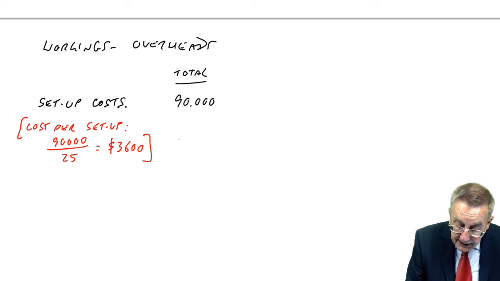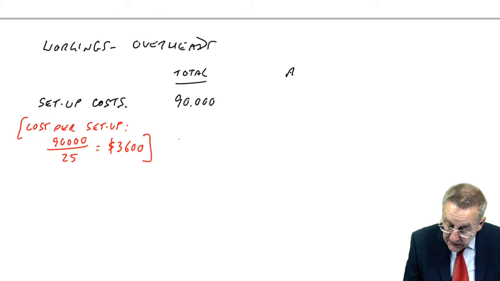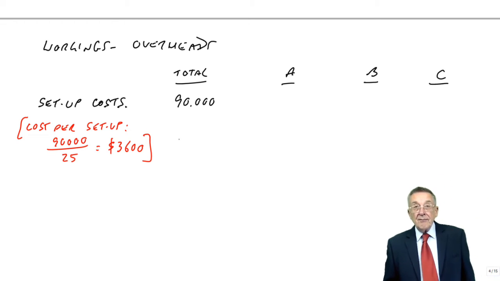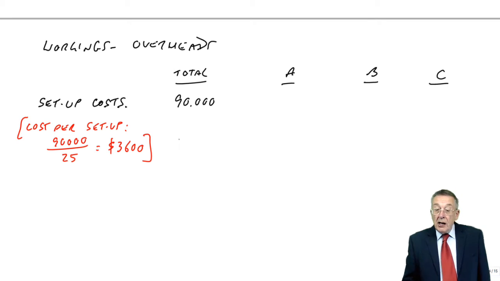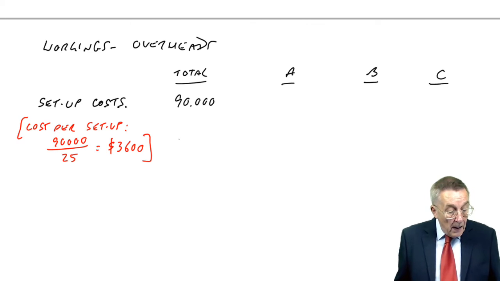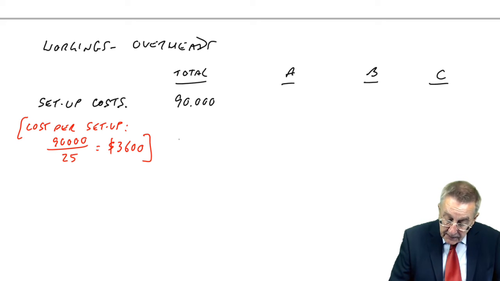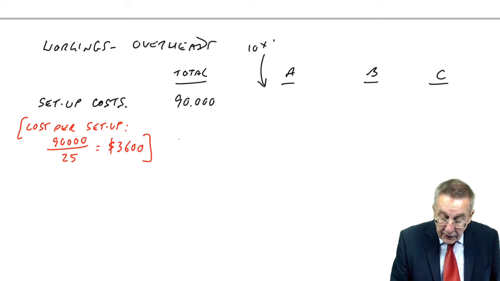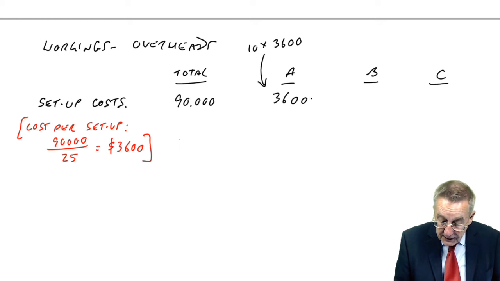Well, now let's charge our products. With 3 products, A, B and C. I'm going to charge them at 3,600 a setup. So in total, A needed 10 setups. And at 3,600 each time, that's 36,000.